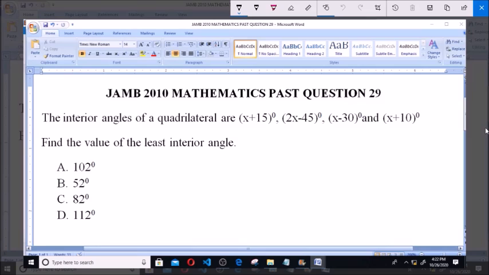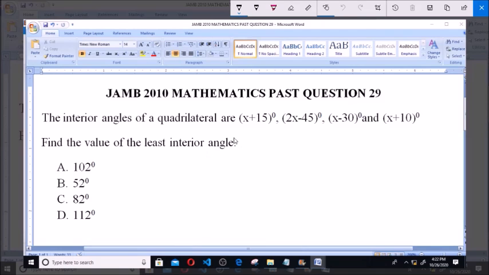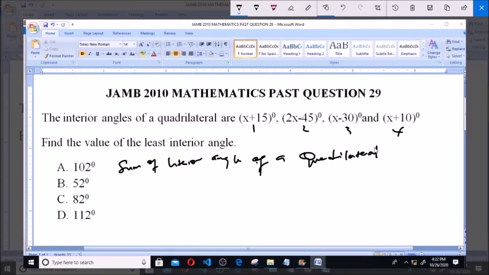Before we can find the value of the least interior angle, we have to find the value of x first of all. When we find the value of x, then we can find the value of the least interior angle. Now for us to do this, since these angles are 4, which is 1 2 3 4, that means this shape is a quadrilateral. Now the sum of interior angles of a quadrilateral, like a square. I'm not saying this is a square, I'm just saying a quadrilateral.